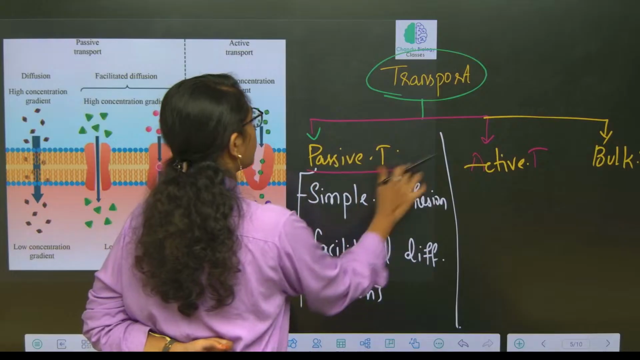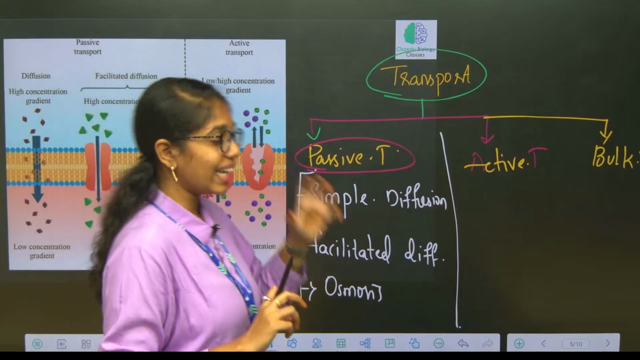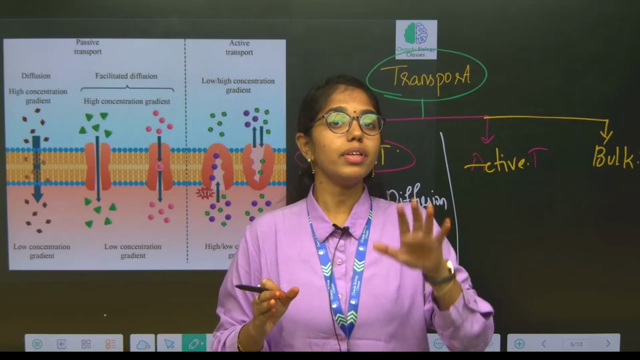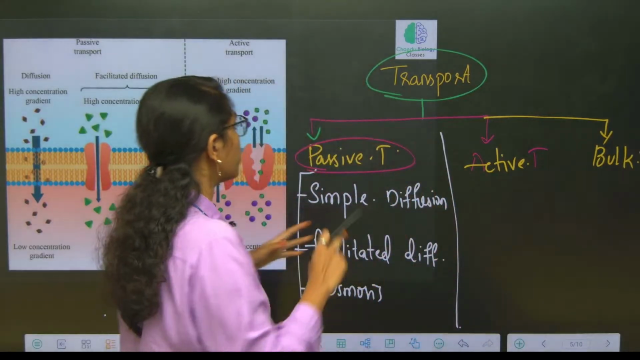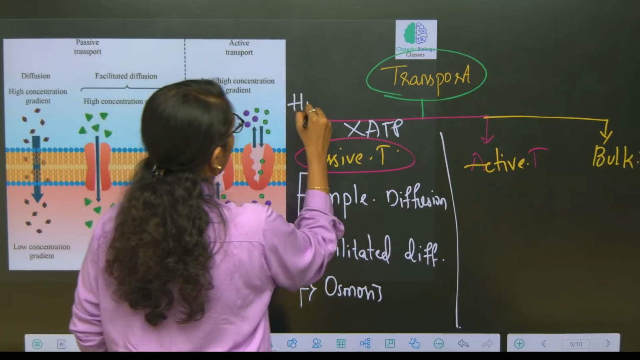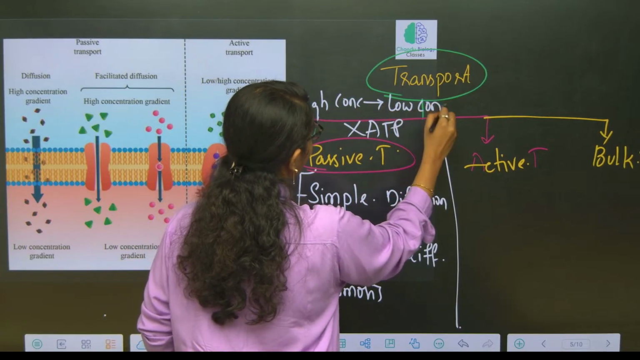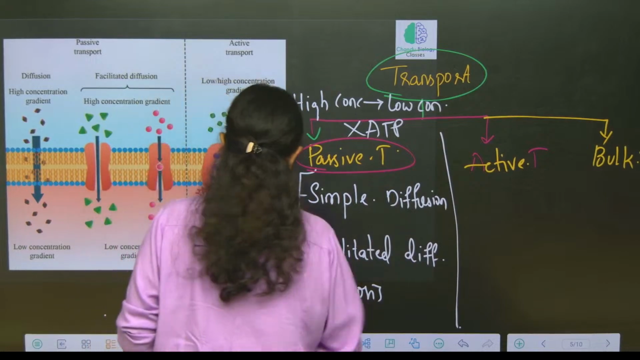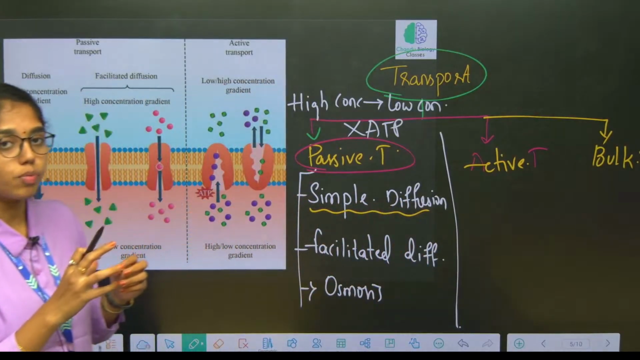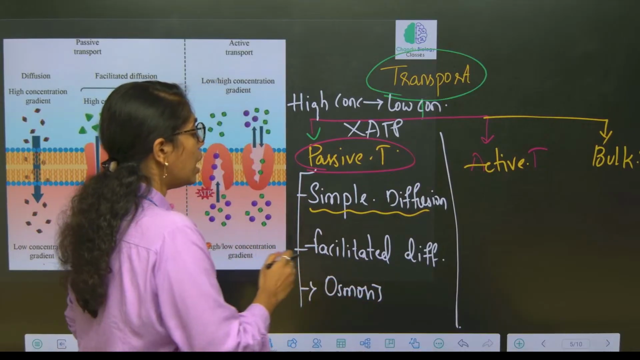What is passive transport? Passive transport is nothing but movement of the molecules, be it liquids or gases, from high concentration to low concentration without the requirement of any energy, without the requirement of ATP. Simple diffusion is just transport of gaseous molecules from high concentration to low concentration without any semi-permeable membrane.